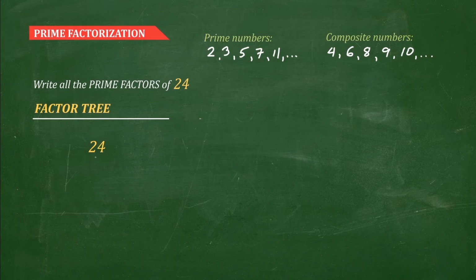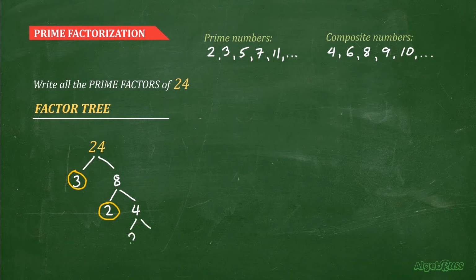Let's quickly try that. 24 we know is 3 times 8. 3 is prime, so let me encircle that since it's the end of the branch. Looking at 8, we know it's 2 times 4. Since 2 is prime, let's encircle it. We are now left with 4, which is 2 times 2, which are also prime numbers. So, looking at our tree, the prime factors of 24 are 3, 2, 2, and 2. If we multiply them together, the product is 24.